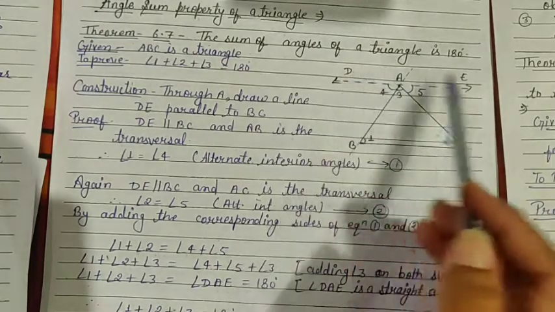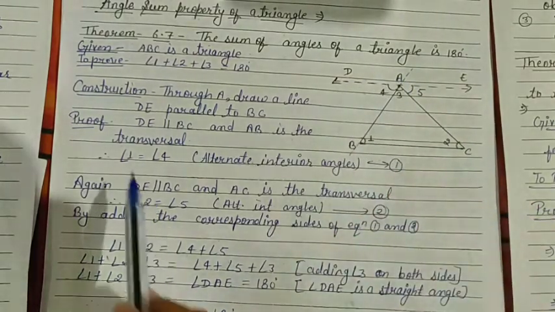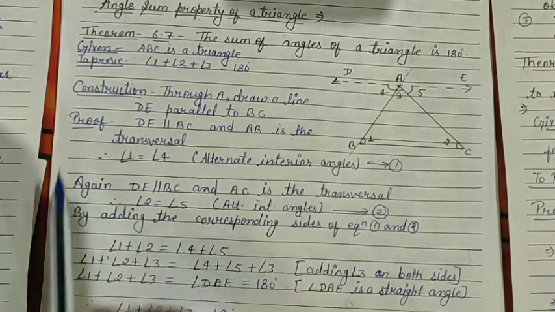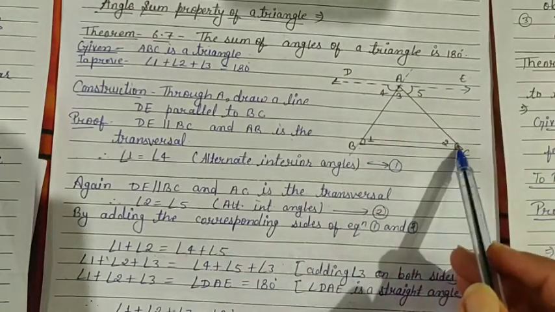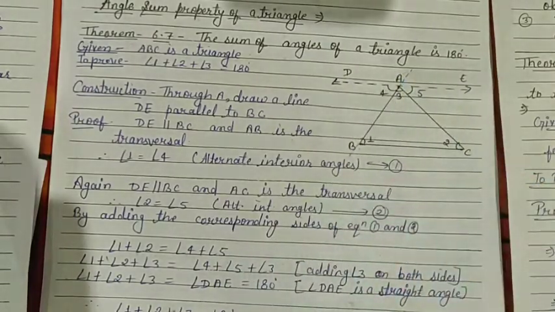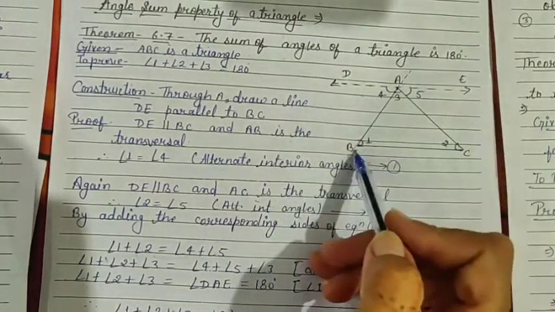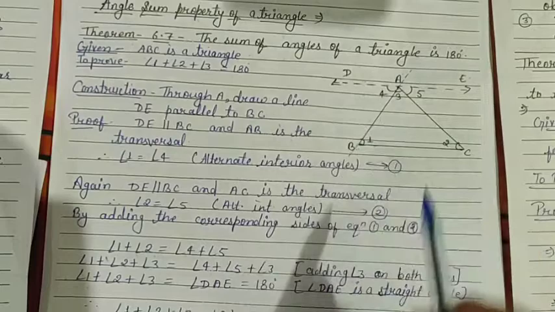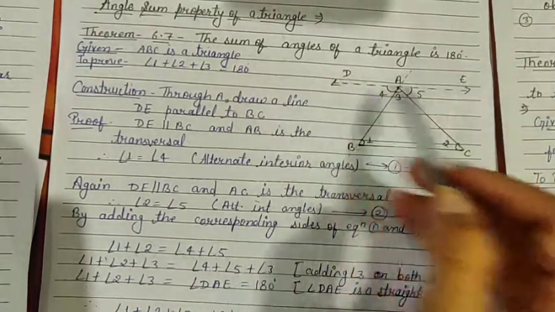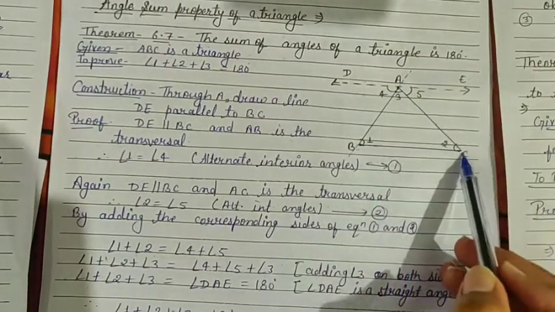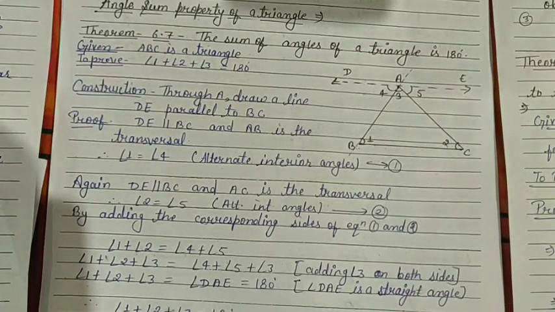I draw a line DE which is parallel to BC from point A. Now proof, because DE is parallel to BC and AB is a transversal, it means angle 4 equals angle 1 by alternate interior angles. Okay, and DE is parallel to BC and AC is a transversal, then angle 5 equals angle 2 by alternate interior angles.